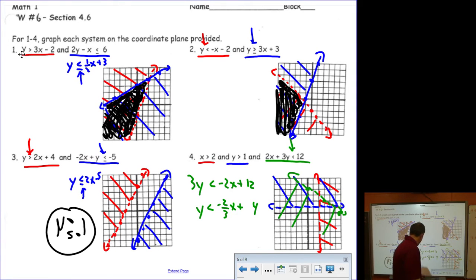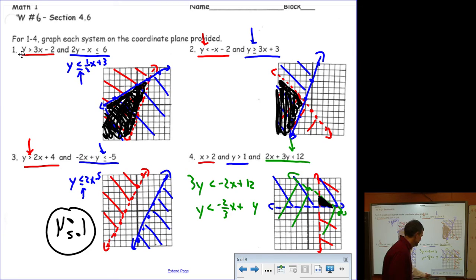So what you kind of got to keep track of there is which side of each line you're on. I am below the green, I am to the right of the red and above the blue, and that puts me in this little triangle. Right here are my solutions.